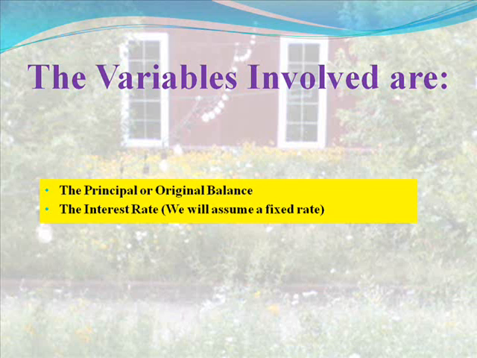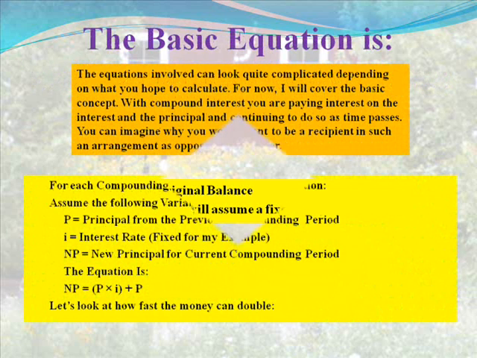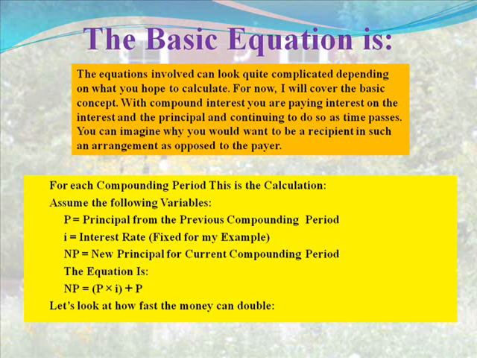The variables involved are the principal or original balance and the interest rate. For this initial example, we will assume a fixed rate. The basic equation is described as follows.